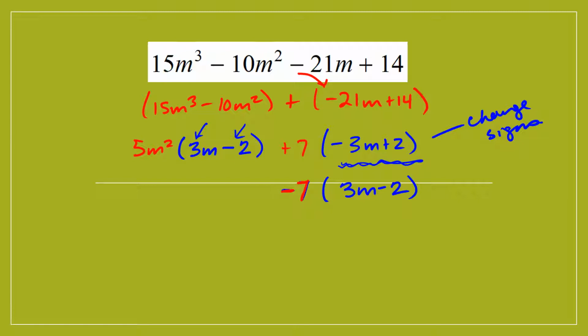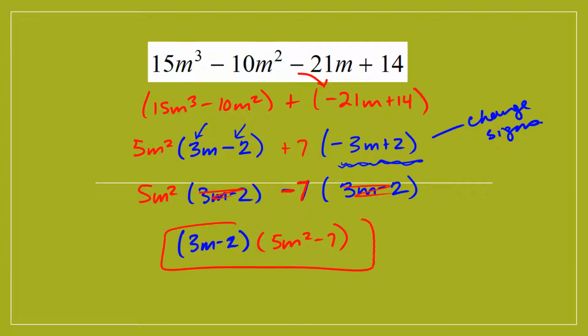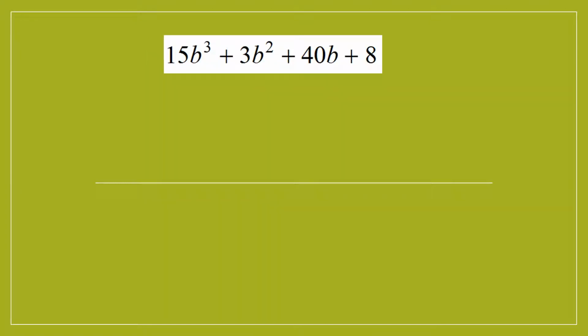And then now I've got the matching binomial. So if I take out that matching binomial, 3m minus 2, then my other binomial is going to be the remainder of 5m squared minus 7. And then I would check them both and make sure that they can't be broken down any further. No GCFs come out. So that's the finished one there. All right, let's do another one here.